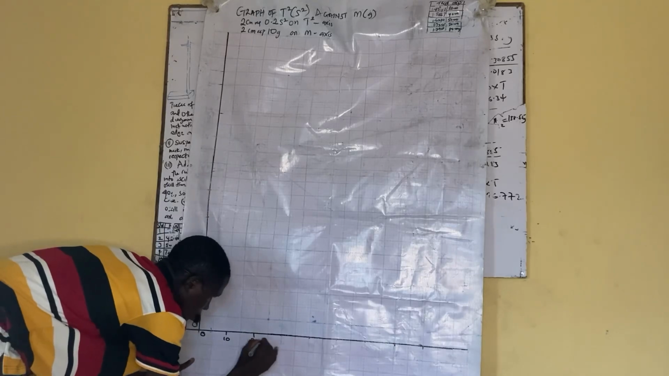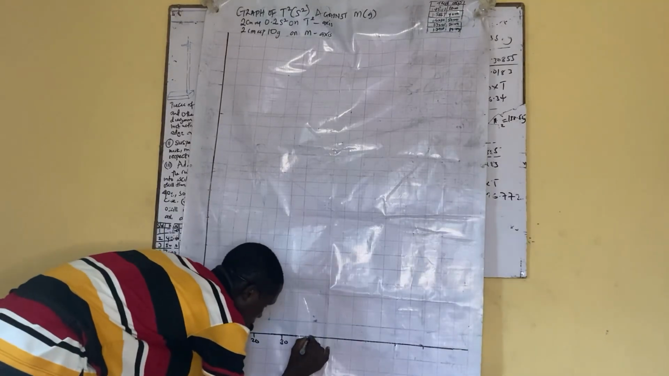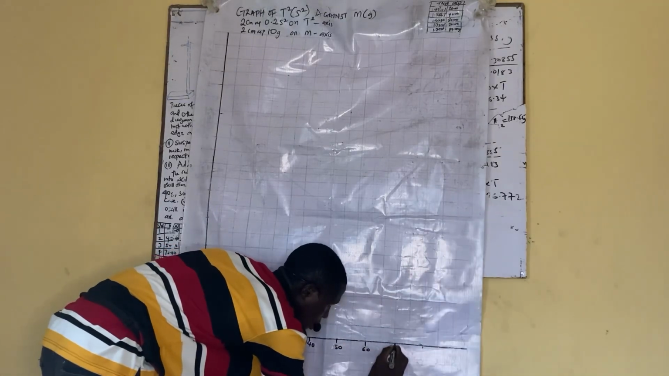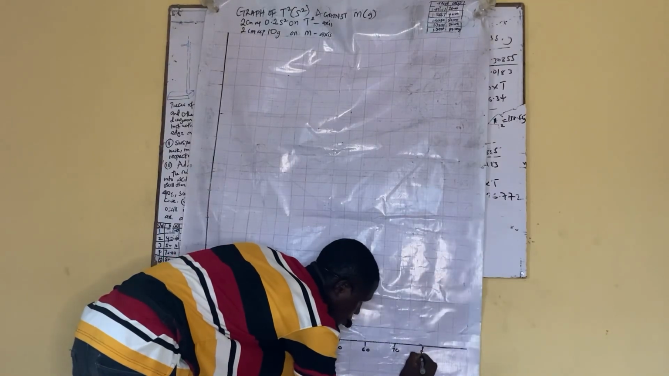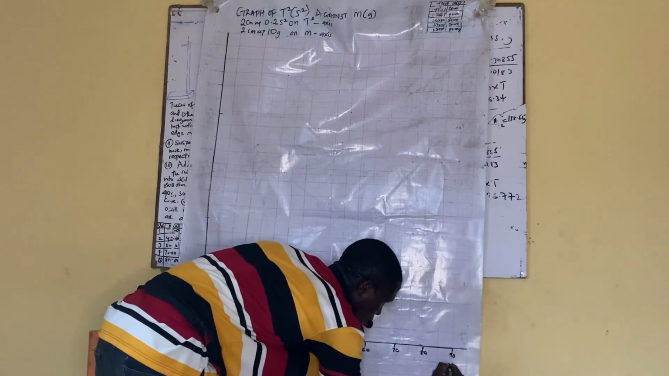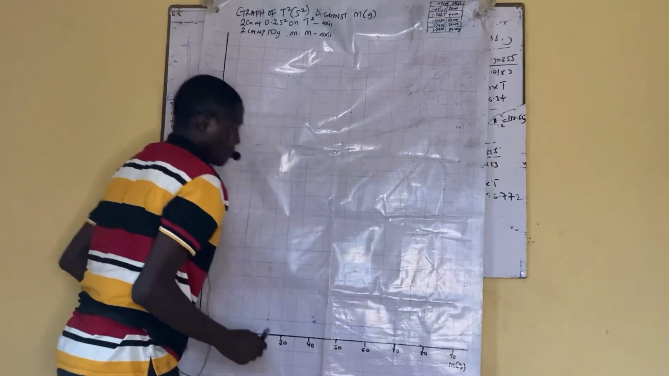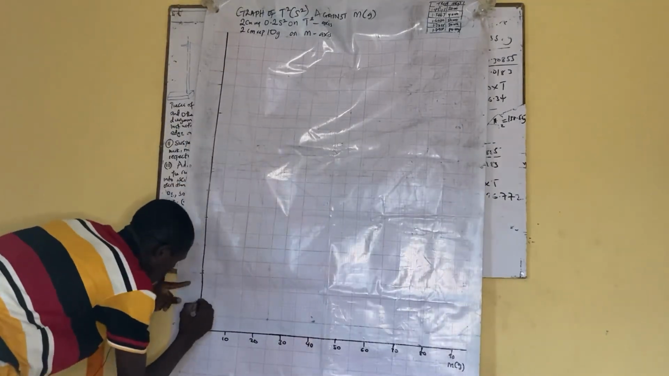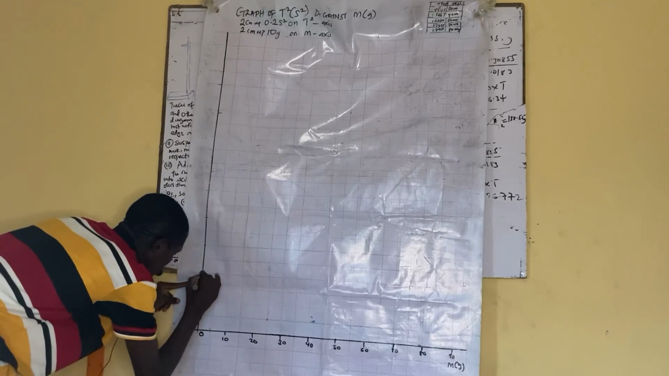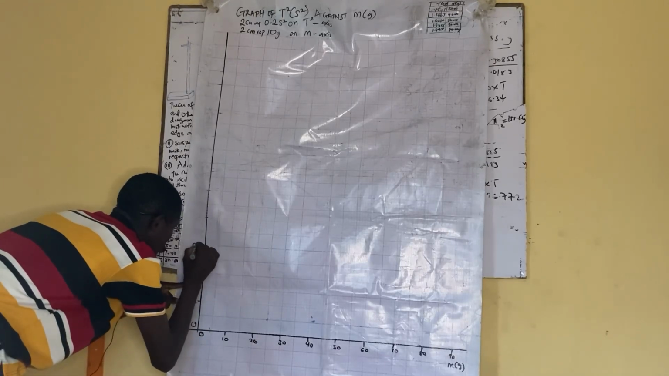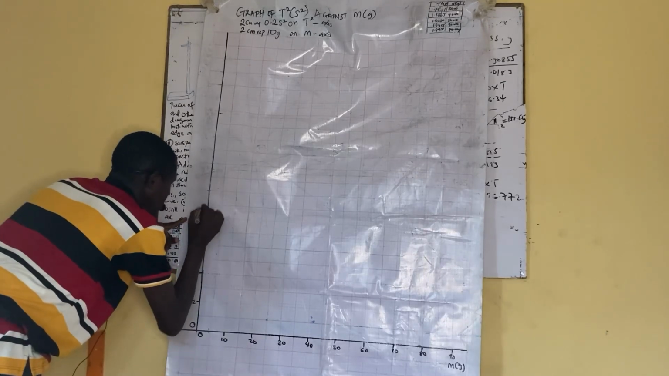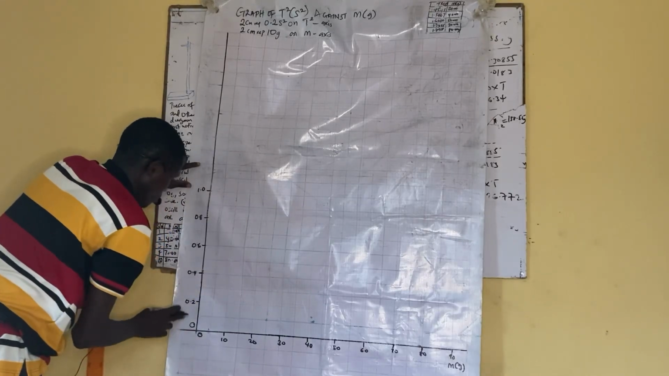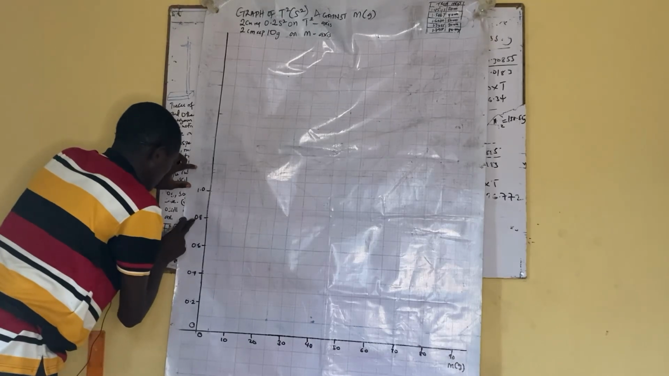10, 20, 30, 40, 50, 60, 70, 80, 90. So this is mass in gram. Then from here we have 2 centimeters to 0.2. So this one is going to be 0.2, 0.4, 0.6, 0.8, 1.0.